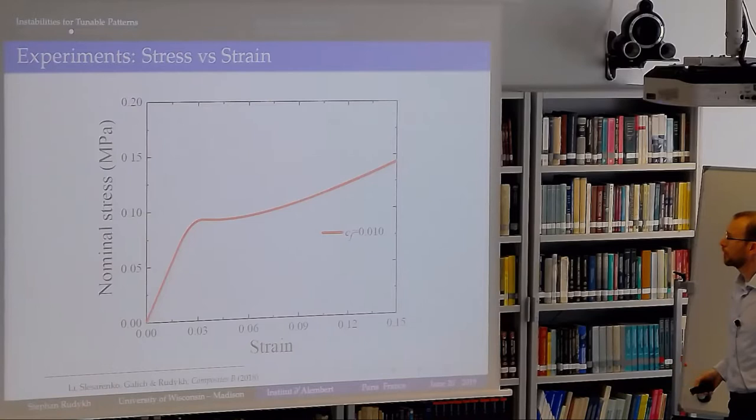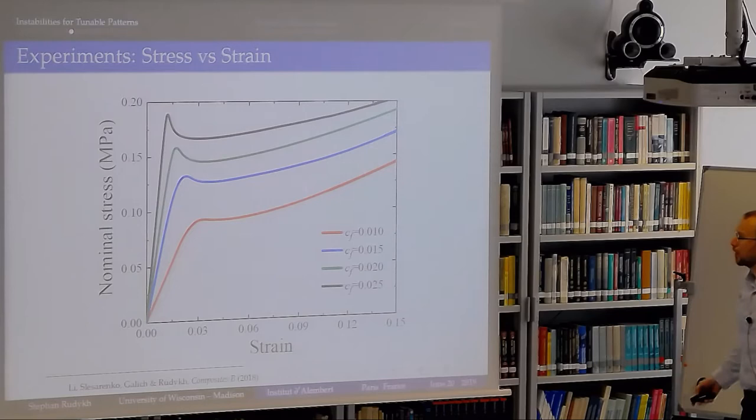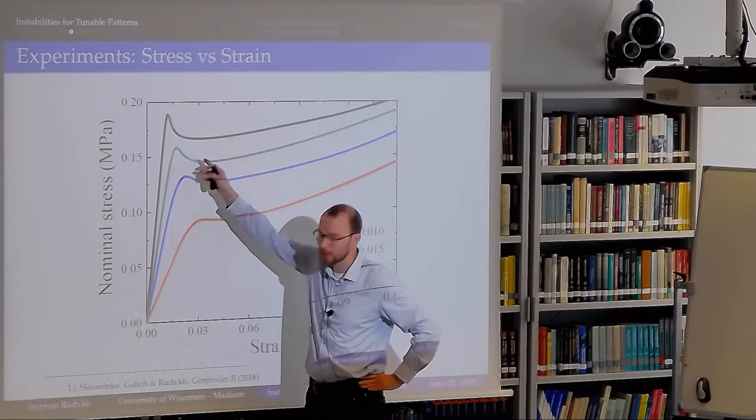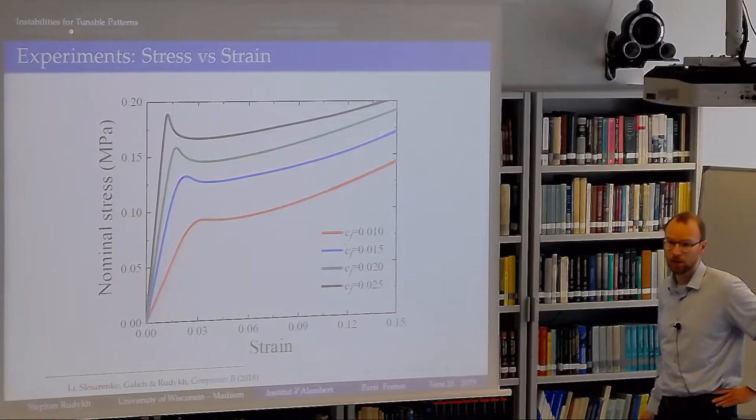So this is a typical stress-strain curve for relatively small volume fractions, 1-2%, a little bit more. Basically, that's more or less in the vicinity of these peaks. That's where you detect the instability, not exactly, but as some estimation from experiment. This curve is for the entire system, right?